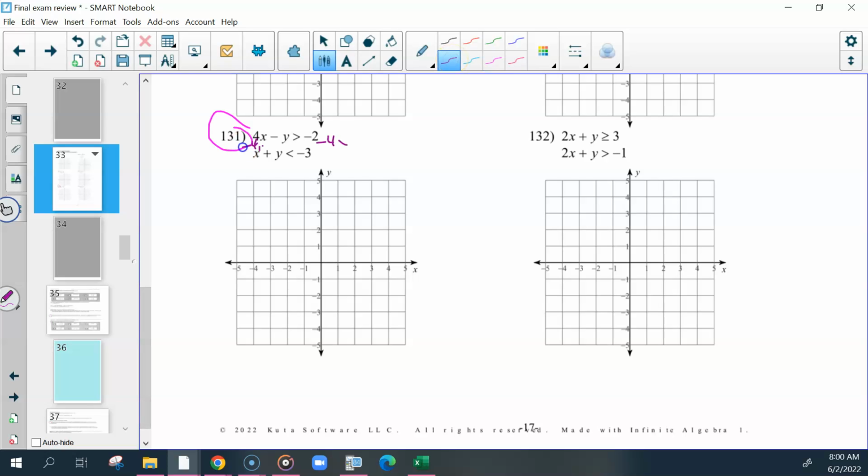Subtract 4x and subtract x. So the first one we have -y is greater than -4x minus 2. The second one is y is less than -x minus 3. For the first one, we still need to get rid of the negative in front of y, so we have to divide everything by -1. So y is now less than, because we have to change the sign, positive 4x plus 2.